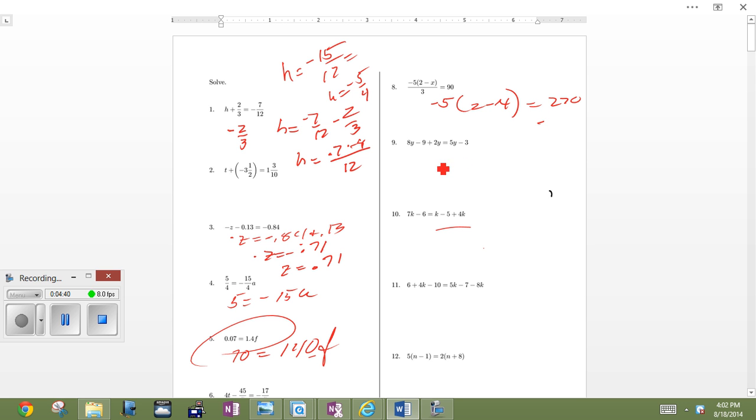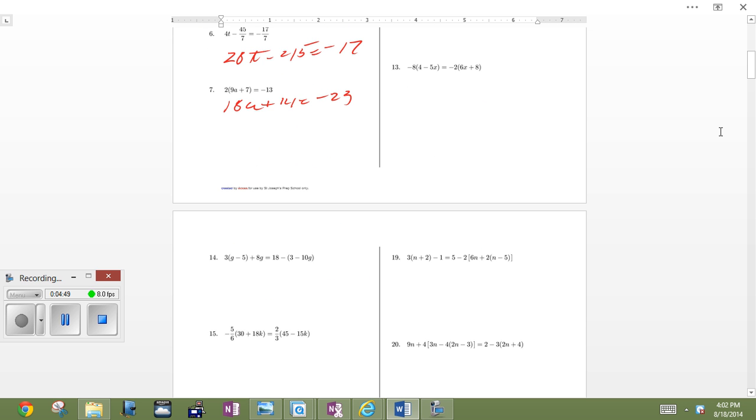Okay. Here you link your like terms together and solve. Got to distribute twice down here. These should be pretty elementary. Let's do one down here since we got through the first 15.